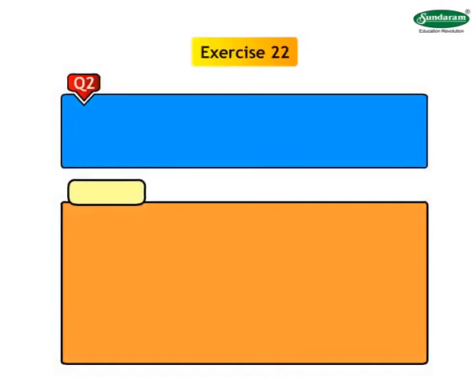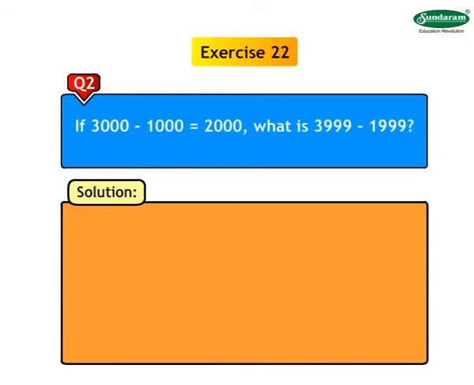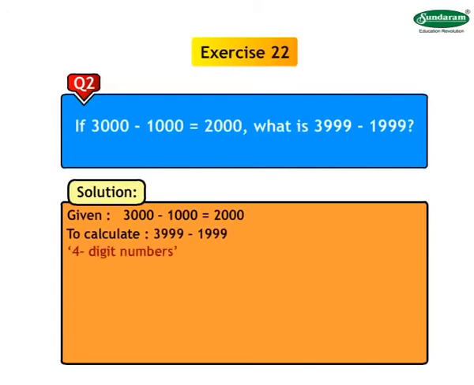Question 2. If 3,000 minus 1,000 is equal to 2,000, what is 3,999 minus 1,999? Solution. It is given that 3000 minus 1000 is equal to 2000. We have to calculate 3999 minus 1999. Since both are 4-digit numbers, the place values extend up to thousands place, that is units, tens to its left, hundreds place, then thousands place. Now, place the numbers in the appropriate columns, writing a minus sign to the left.